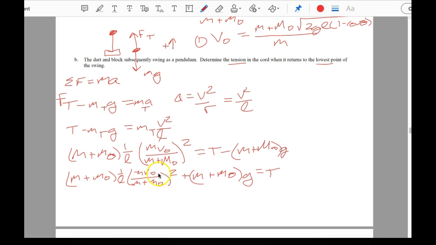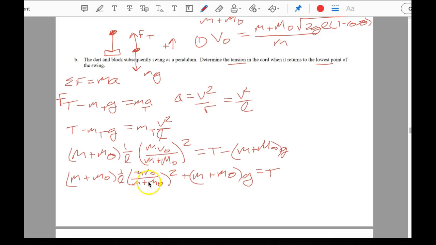So remember our VO earlier we said was this. So we're going to have to plug this in here. And then when you square it, it will square these things, and it will square this. And notice it's a lot of work. And so I wouldn't do it.